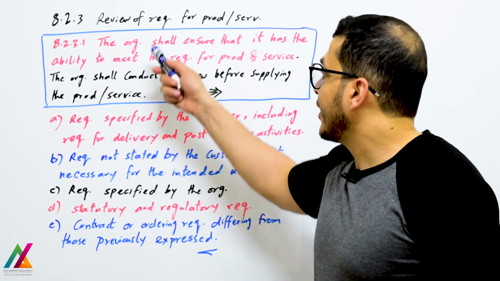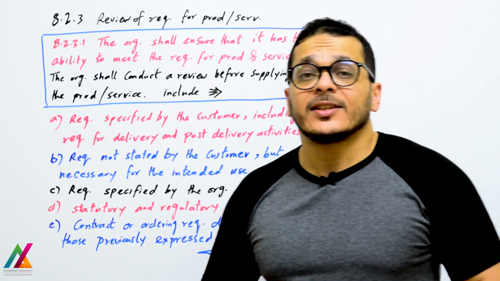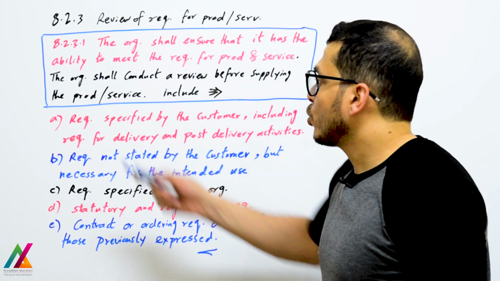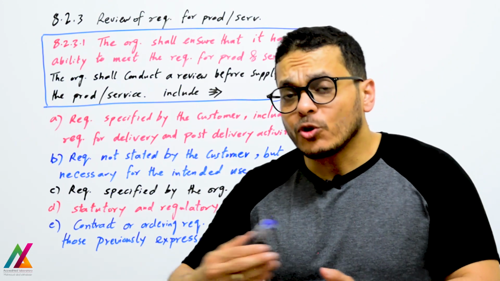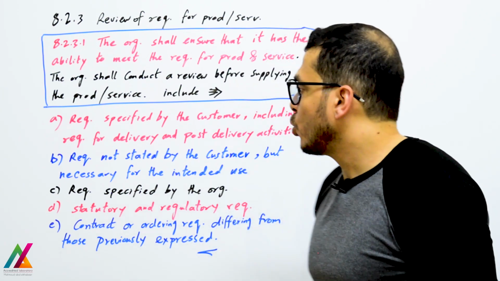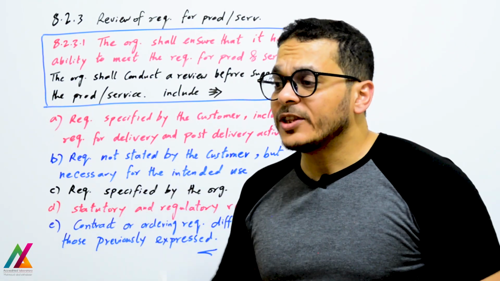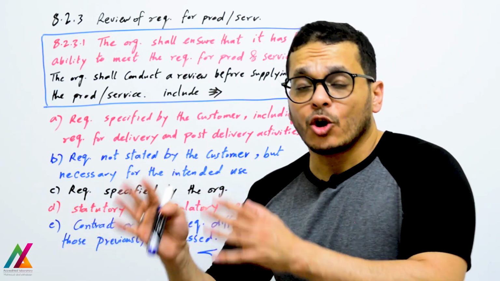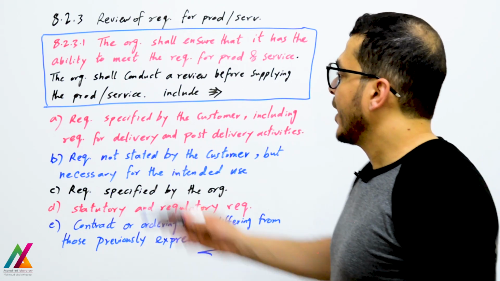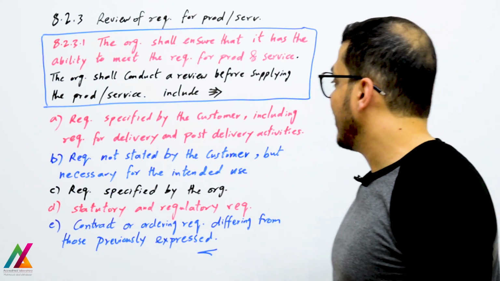The organization shall ensure that it has the ability to meet the customer requirement for product or service. They shall ensure that they have the ability and the resources to meet the customer requirement, and also they shall conduct a review. Before supplying the product or service to the customer, they shall conduct a review to ensure that they deliver the customer the product or service with the high quality as he required from the beginning. This review will include requirements specified by the customer, including requirements for delivery and post-delivery activities.